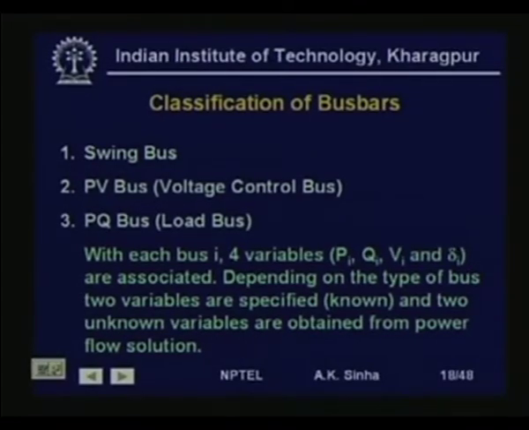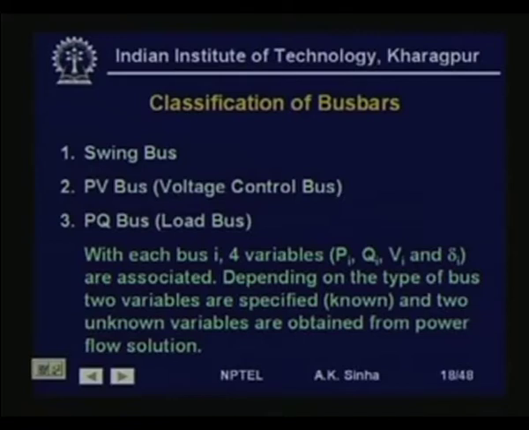What we do not know at these buses are basically the phasor angle of voltage and the reactive power generated by the generator, because the AVR will keep changing the excitation or varying the reactive power output of the generator to maintain the voltage at that bus.